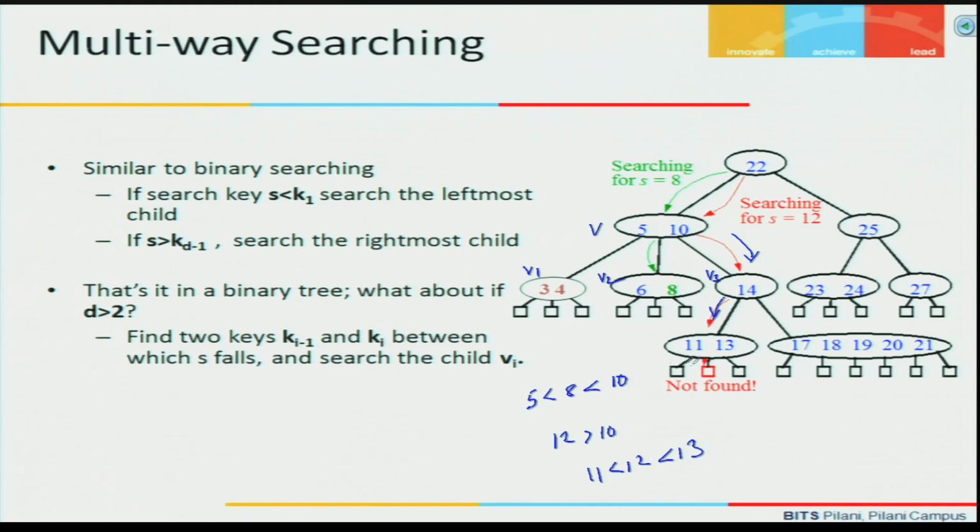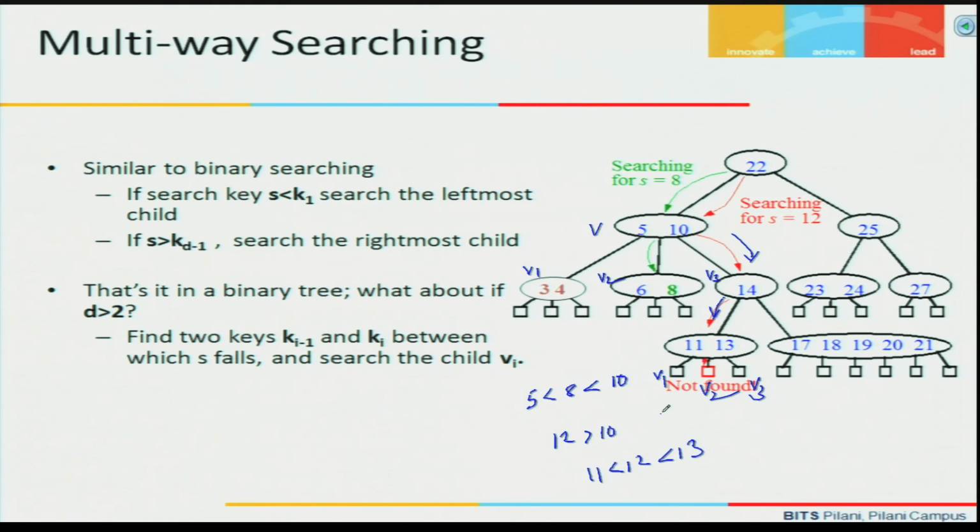So, this has now 3 children, it is a 3 node. So, we will compare it. We know this 12 is between 11 and 13. So, we will compare 12 with the keys that are stored in V2, but V2 is a null node. Therefore, this search is going to return a null node, or an unsuccessful search.